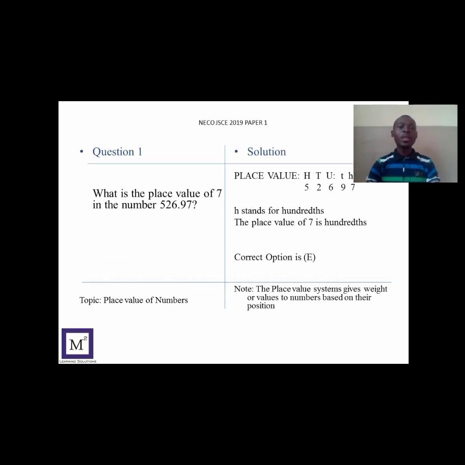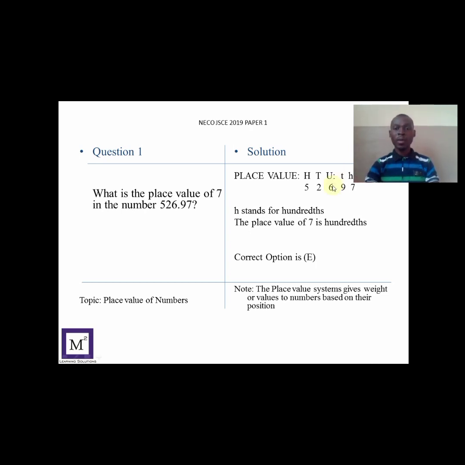Question 1. What is the place value of 7 in the number 526.97? 7, if you notice, is in the second decimal place. So this question is coming from place value of numbers, and then you see on the right the solution.